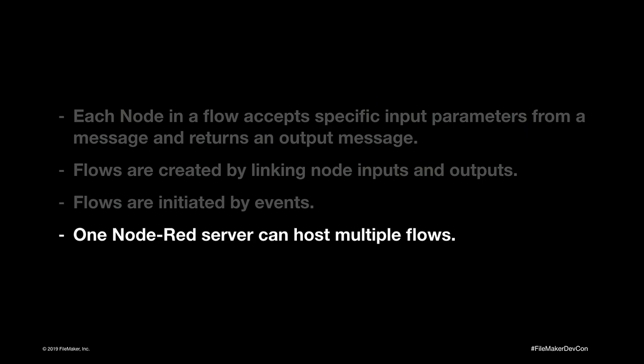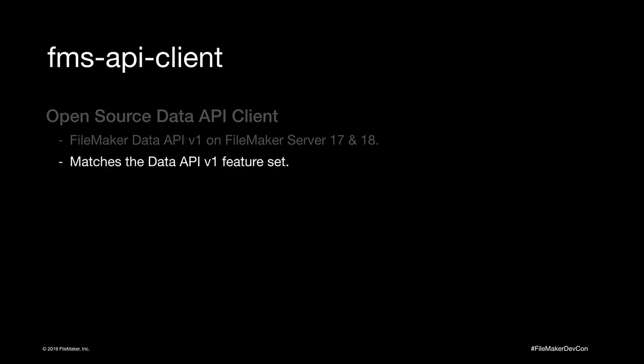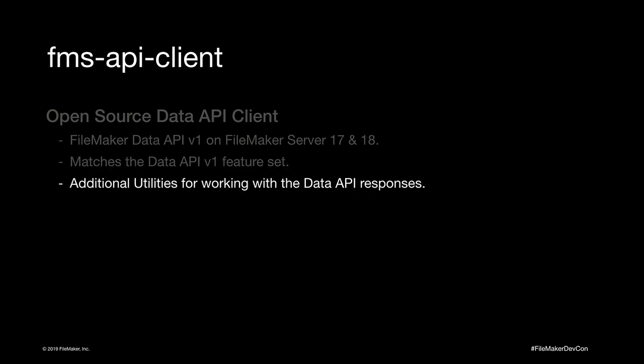Now, while we built this flow, I mentioned that Node-RED Contrib FileMaker is supported by another open source project. That project is called fms-api-client. fms-api-client is an open source project which abstracts the FileMaker v1 data API to provide JavaScript class methods to interact with the FileMaker Data API. fms-api-client grants JavaScript developers easy access to the Data API v1 feature set. It also provides the same helpful utilities for working with the Data API responses you will find in Node-RED contrib FileMaker.